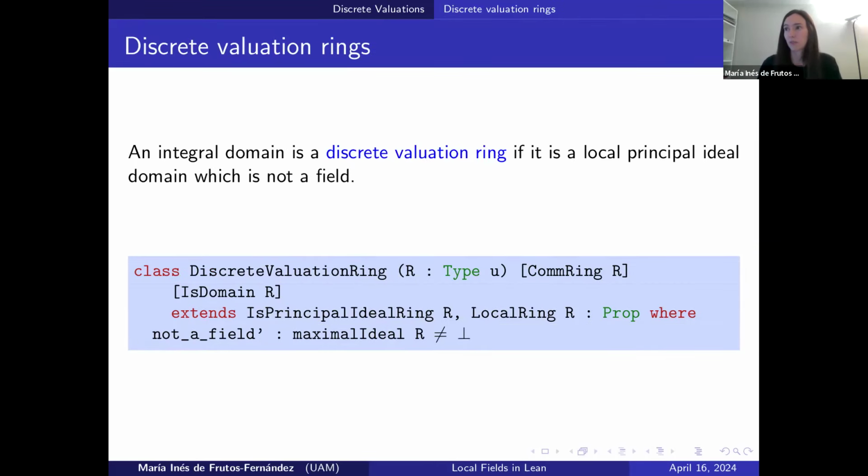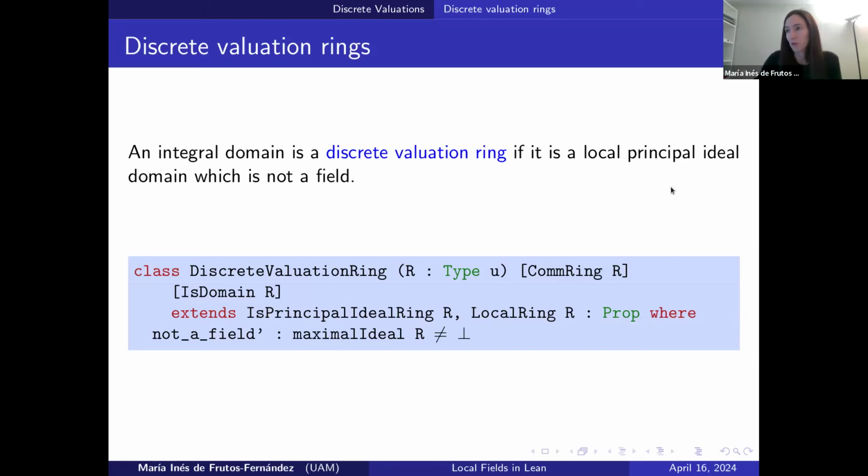Now we have talked about discrete valuations. Now I'm going to talk about discrete valuation rings. Discrete valuation rings were already defined in Mathlib. There are a few equivalent ways of defining discrete valuation rings in the library. This is the main definition, called DiscreteValuationRing. We say that an integral domain is a discrete valuation ring if it is a local principal ideal domain which is not a field.